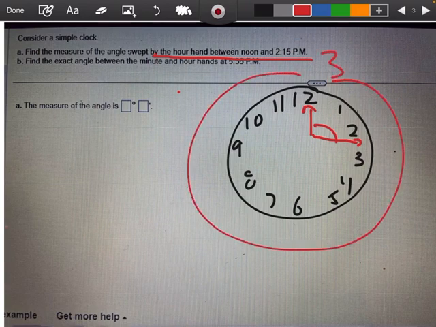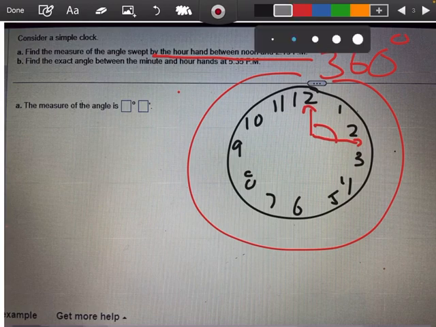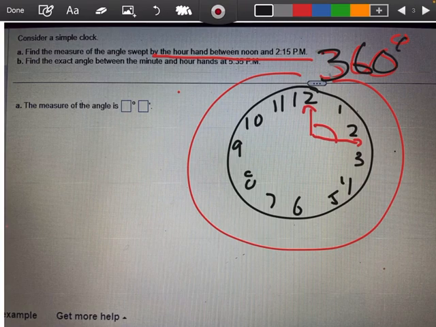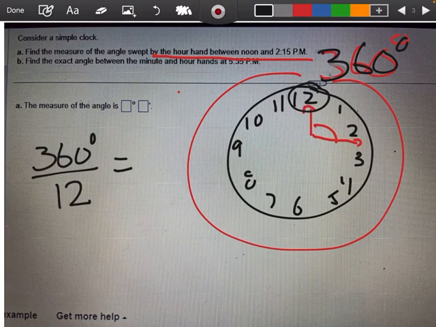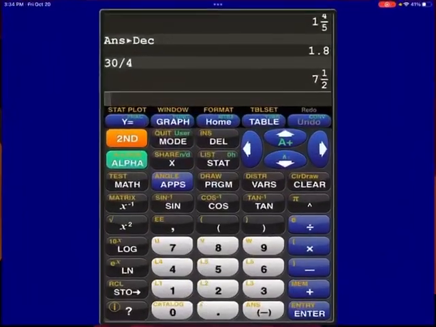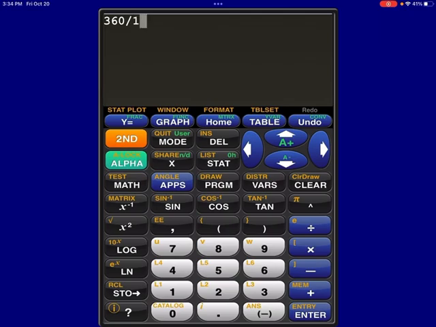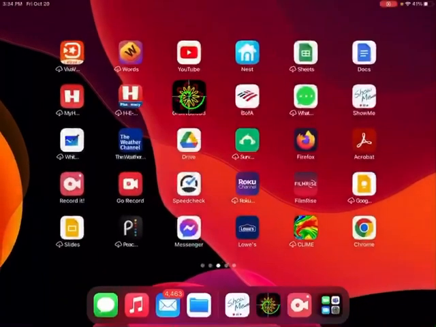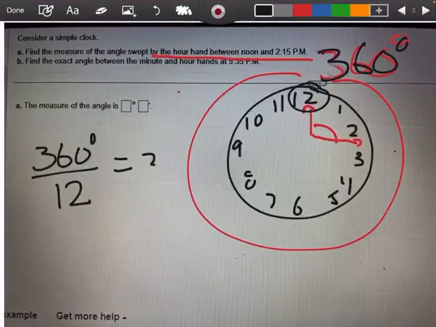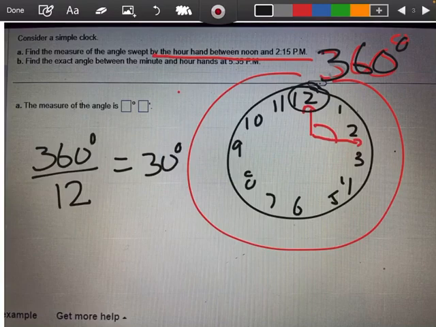Okay, so y'all, when we have a circle and we go all the way around, we know that that's going to be 360 degrees, okay? So y'all, because the clock is divided up, for hours at least, into 12 equal parts, let's take 360 degrees and divide it by 12. So I'm going to take my calculator here. 360 divided by 12. Okay, so that's telling me that every hour, my angle moves 30 degrees, right?